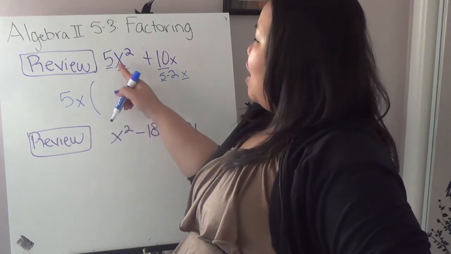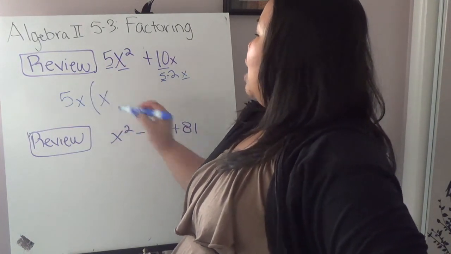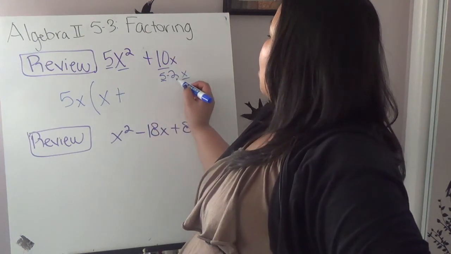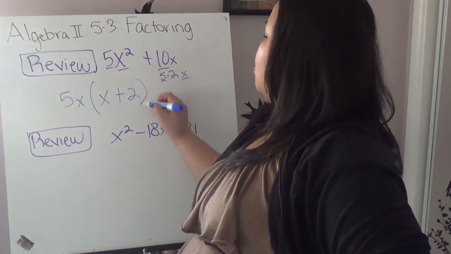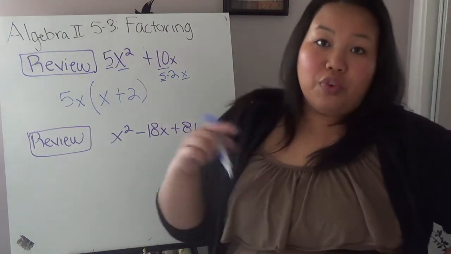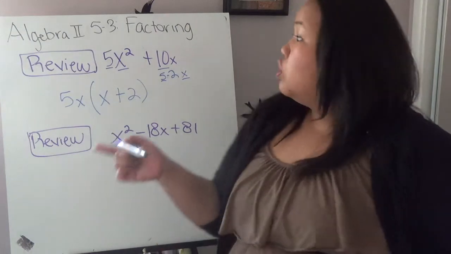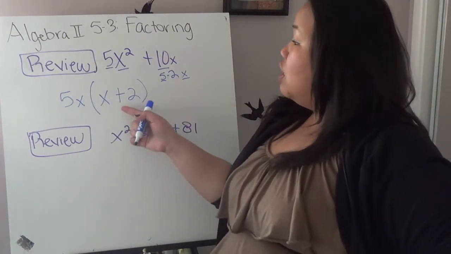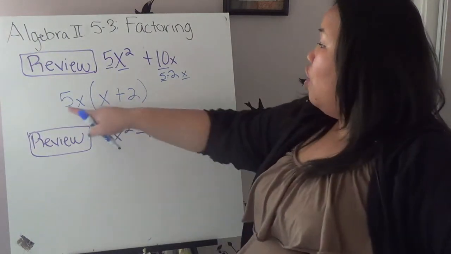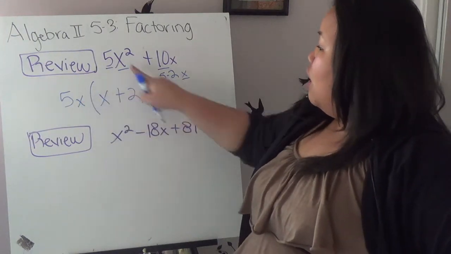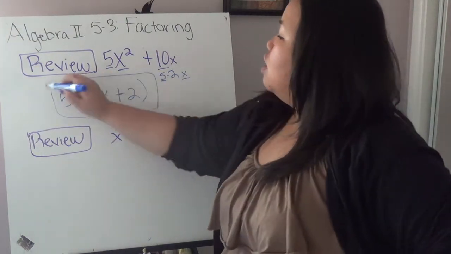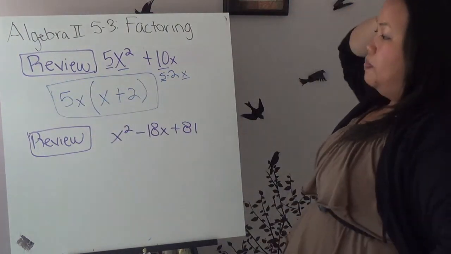So if I took out a 5x from here, I would be left with just x, and if I took out a 5x from here, I'd be left with a 2. Now, remember, factoring is the opposite of FOILing, you move backwards. So if I factored this, then in order to see if I got it correct, I would FOIL it back. If I FOIL this, I get 5x squared and then 10x. So this is in fact how to simplify that.